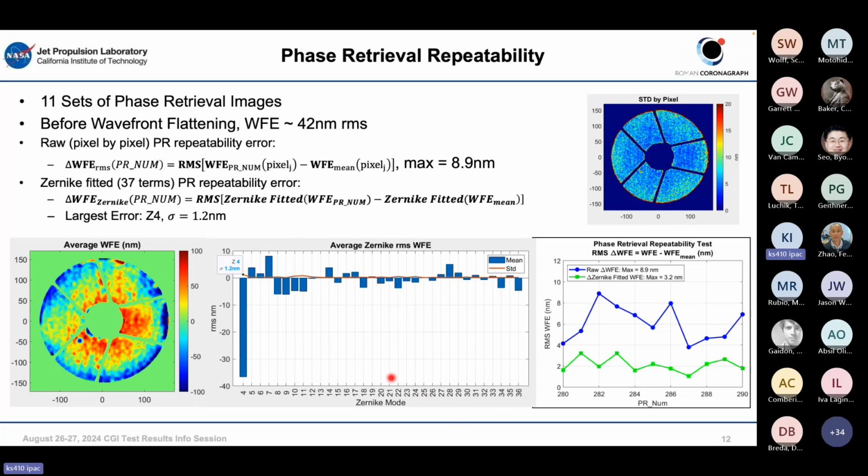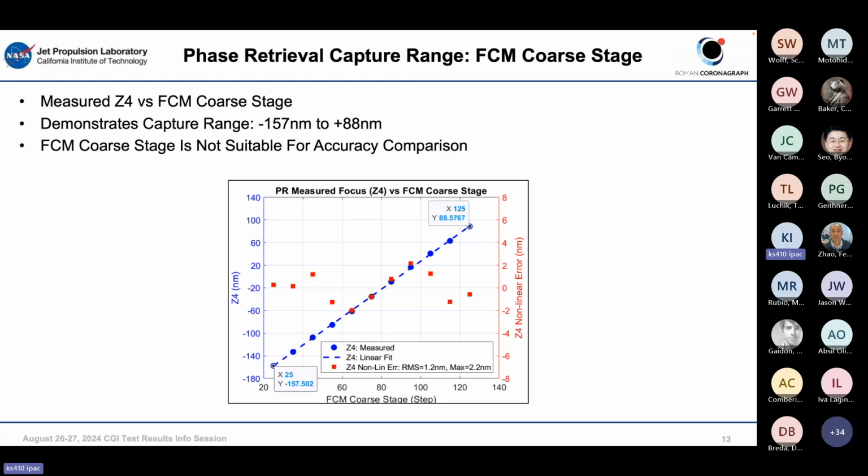And then in this plot, the blue bars are the mean Zernike breakdown of the mean phase retrieval result, and the standard deviation of the 11 trials from that. The worst instance was Z4, with 1.2 nanometers variation. Okay, the second requirement was capture range.